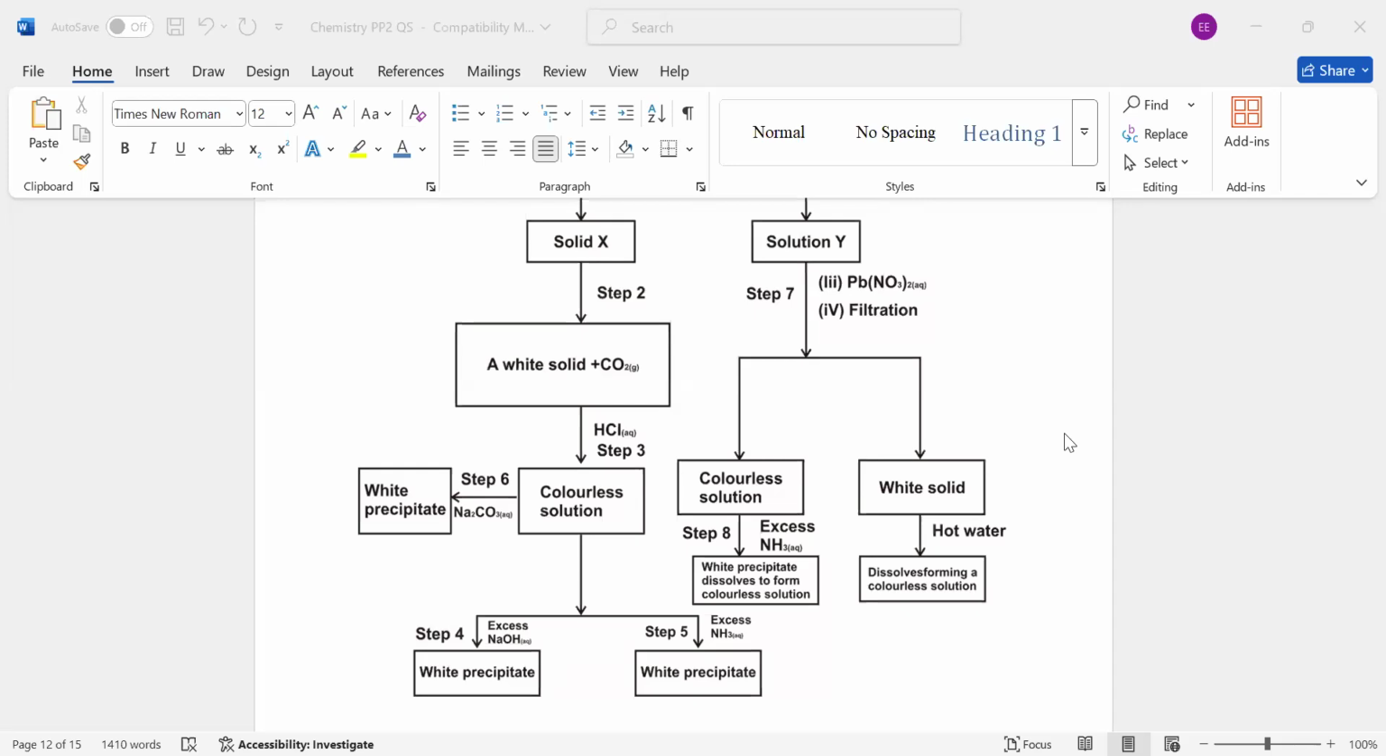Time is up. The last person, the last hand up, yes? What is fractional crystallization? I gave that definition here. Now, time is up.